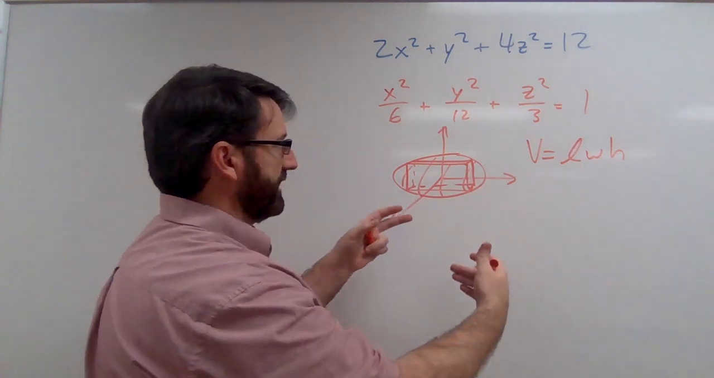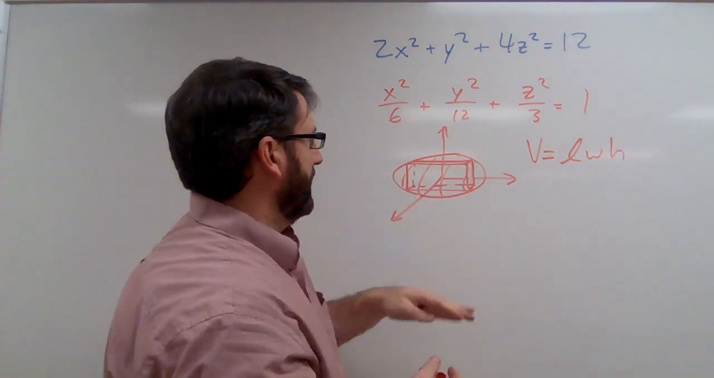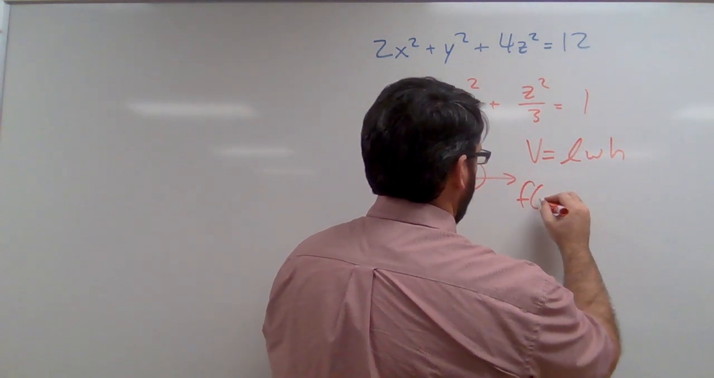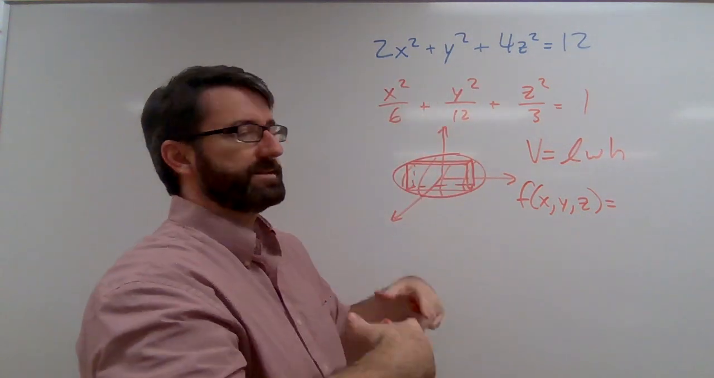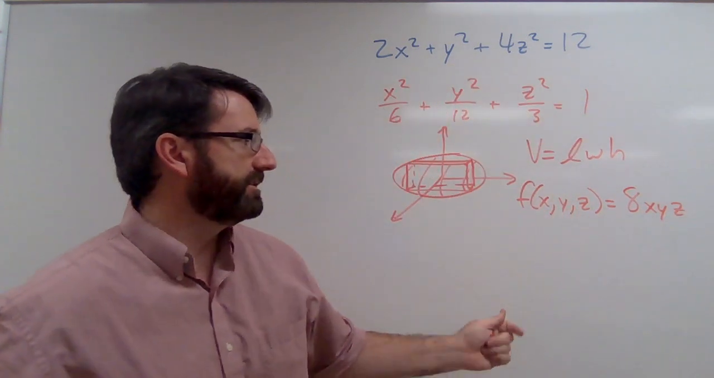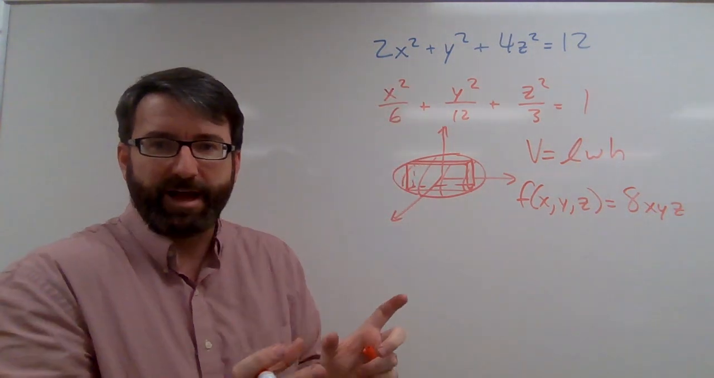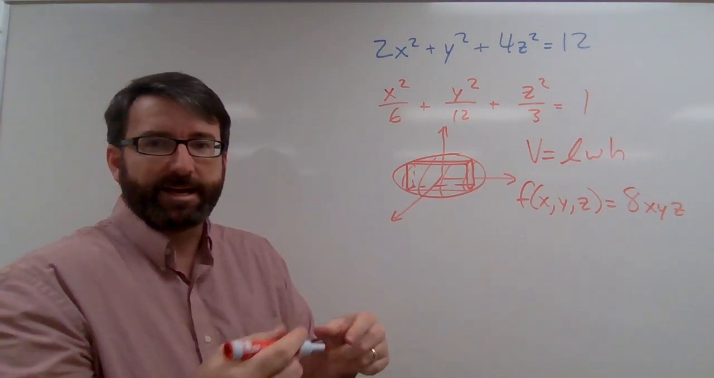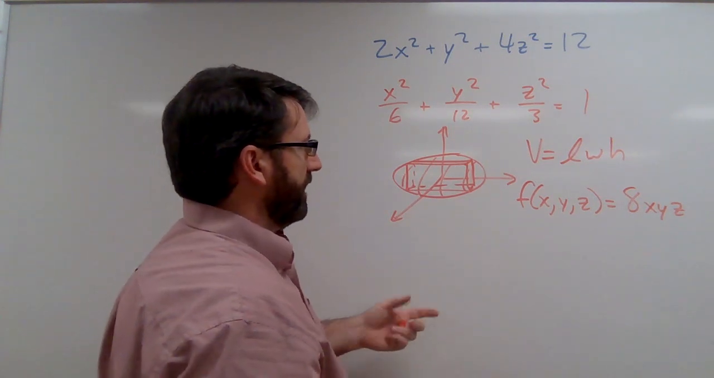The width, since again this is centered on the origin, is going to be 2y, and the height is going to be 2z. So our function f of x, y, z is going to be equal to 2x times 2y times 2z, so 8xyz. That's our function for the volume of this box. And this 8 is there because we're centered on the origin. However far out we go on the x-axis, the length is going to be twice that distance.